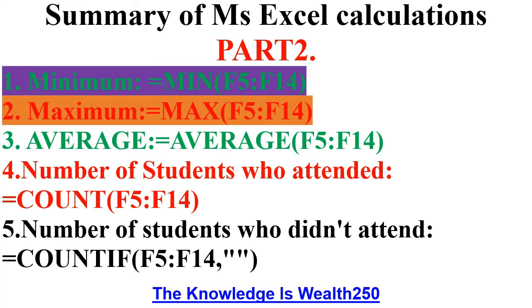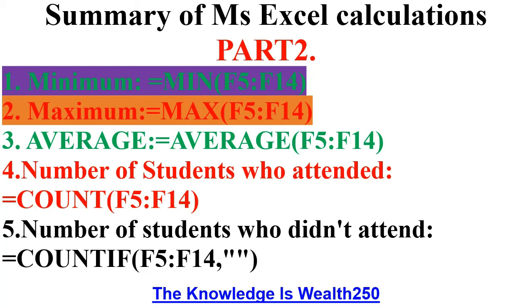You write equal sign max, then you open your bracket. After opening your bracket, you select range, then press enter. Average, the same. You do the same there. So calculation of the number of students who attended. There also use a count. Okay, count, then you open a bracket, then you select range.